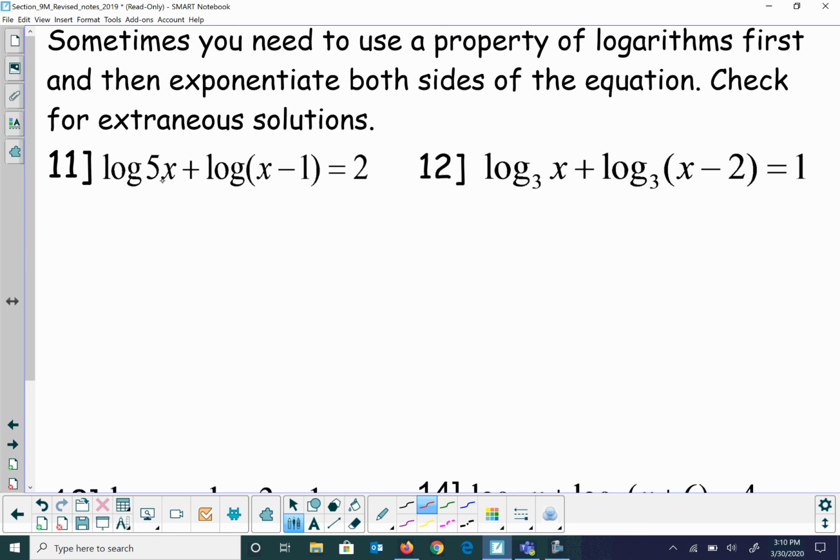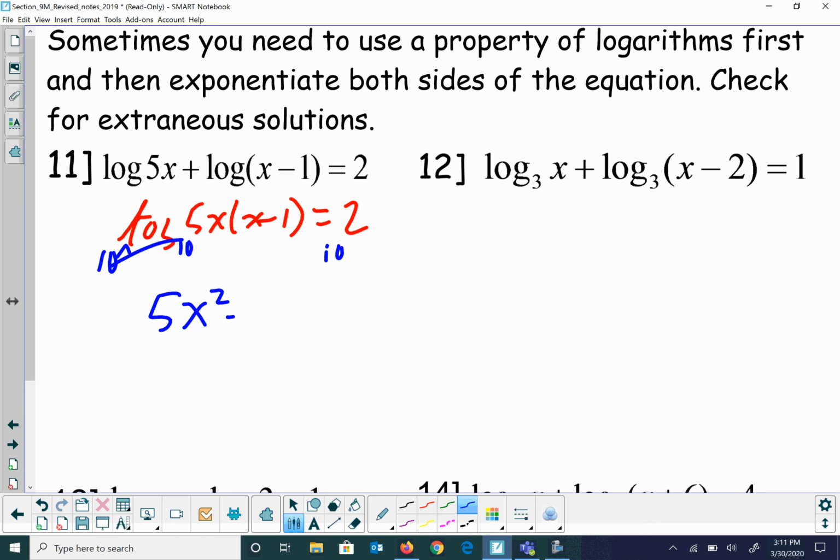So I'm going to go ahead and condense this. So I'm going to get log 5x and x minus 1 equals 2. And this is log base 10, so I'm going to go 10 raised to the and 10 raised to the. Those cancel. So I get 5x squared minus 5x, because I distributed over, equals 10 to the second, which is 100. I can divide everything by 5.